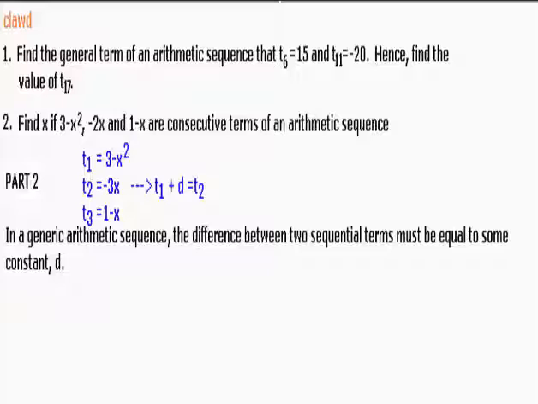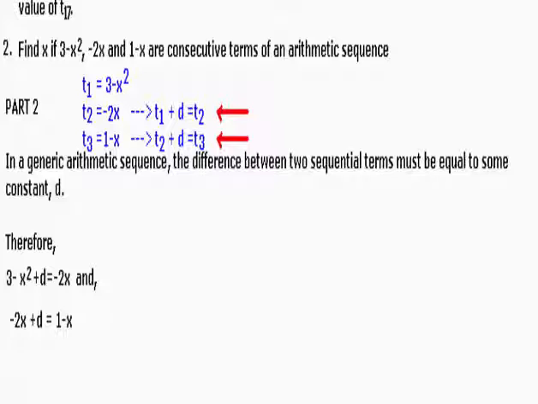Since we've defined our constant term as d, it must be true then, in order to determine the second term, T2, T1 plus d should equal T2. The same holds true for finding T3. By adding d to the second term, T2, you can solve for T3. Therefore, if you take the first equation, we find that then 3 minus x squared plus d is equal to negative 2x. And the second equation tells us that negative 2x plus d equals 1 minus x.